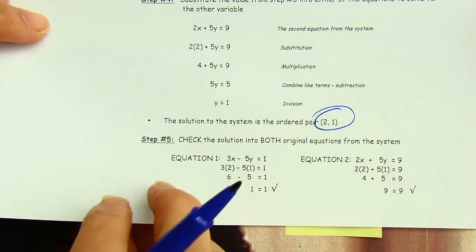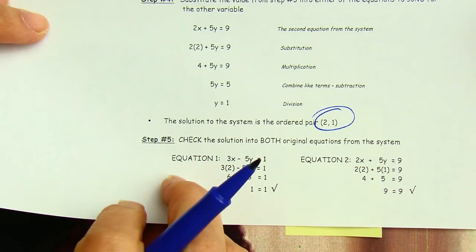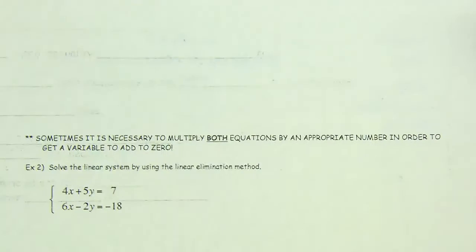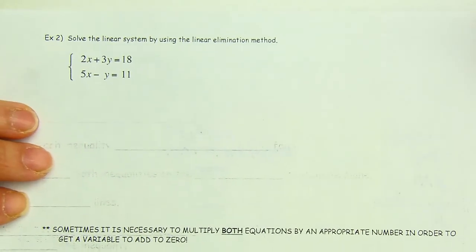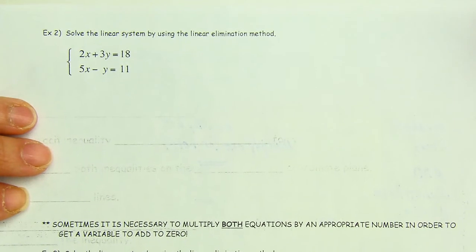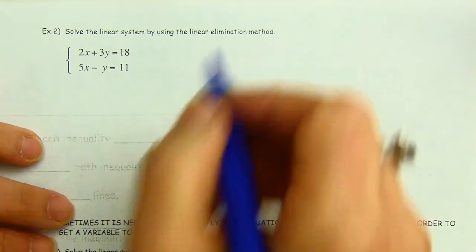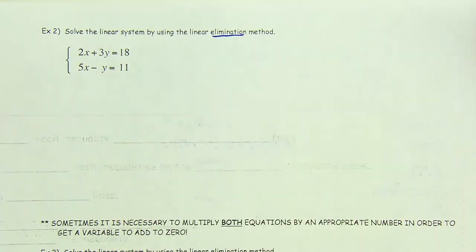All right, ready for side 2, doing the next couple of examples. All right, solve the linear system by using the linear elimination method. Okay, we're using elimination, creating a pair of opposites. I'm looking at my arrangement. The system has both equations already in standard form. Now I have to determine what's the easiest way to get a pair of opposites.